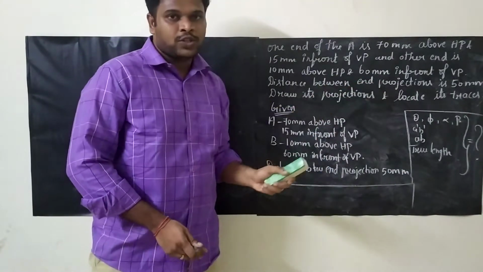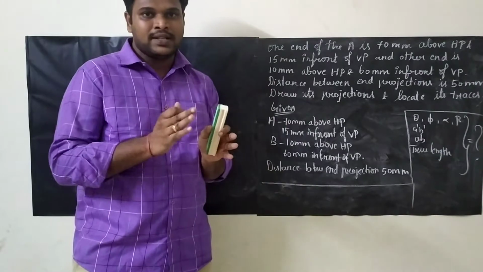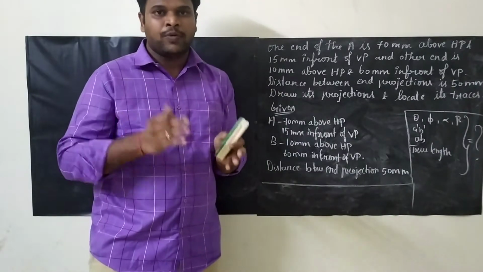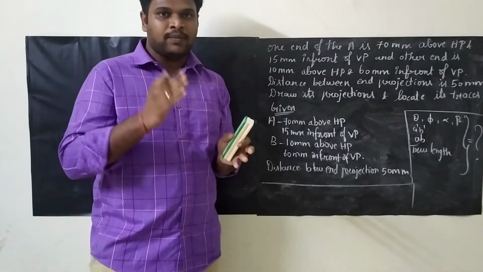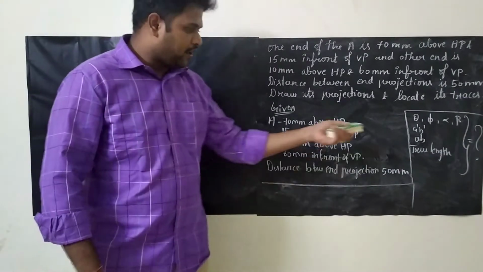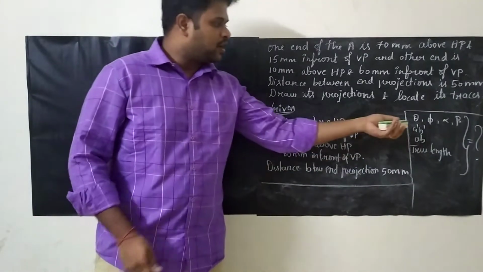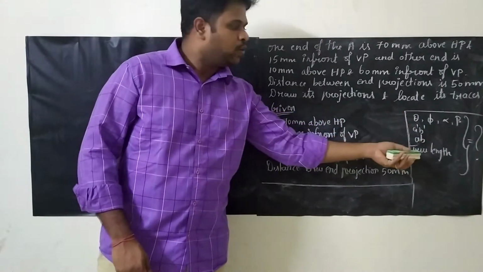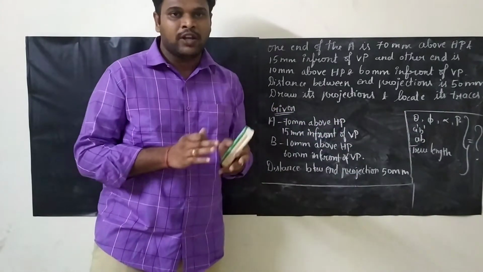The distance between end projectors means that we will be getting the front view and top view, A dash and A, and B dash and B. The distance between these two projectors will be 50 mm. Finally, we will be determining all the angles, the front view, the top view, and the true length. We will be seeing it step by step.